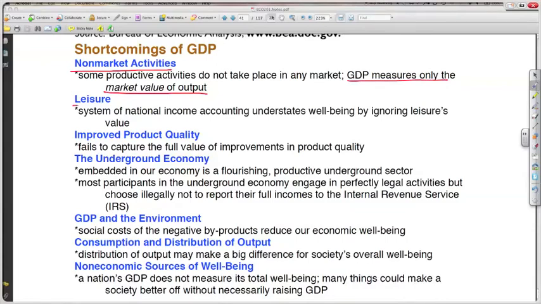We also have a problem because it cannot measure leisure. So we ignore leisure's value when looking at GDP. For a lot of people, they choose not to produce more just for the fact that they have a shorter work week. They value leisure more than the additional income.